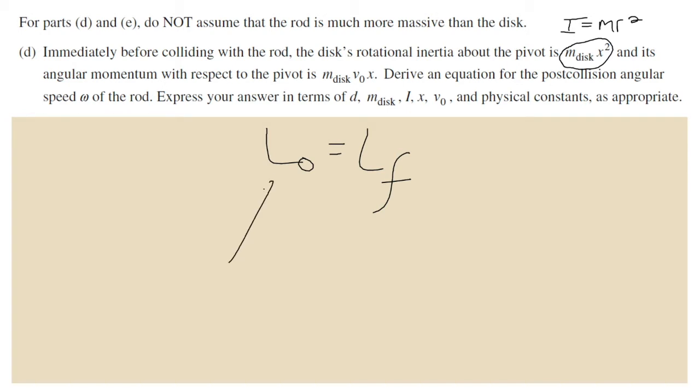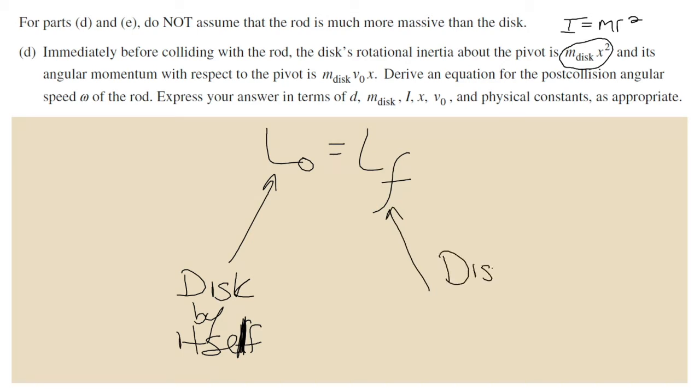So in the beginning, we just have the angular momentum of the disk by itself. Now, how do we know that the only thing contributing angular momentum to the system is the disk by itself? Well, the rod's not rotating. It only begins to rotate once it collides with the disk. So at the end, we have the disk and the rod, but they're together. It sticks. And so the basic idea here is it's basically like a perfectly inelastic collision where you have two separate objects, they collide, they stick.